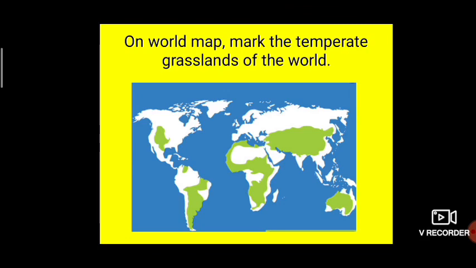One more thing, that is your world map. On your world map, you have to mark the temperate grasslands of the world. So this is North America, South America, Africa, Asia, and Australia. So which are these grasslands? Students, you have to do it on your map. Fill it in your map, and then you can check your answers from your book, page number 40. It is already mentioned there. So which grasslands are these?